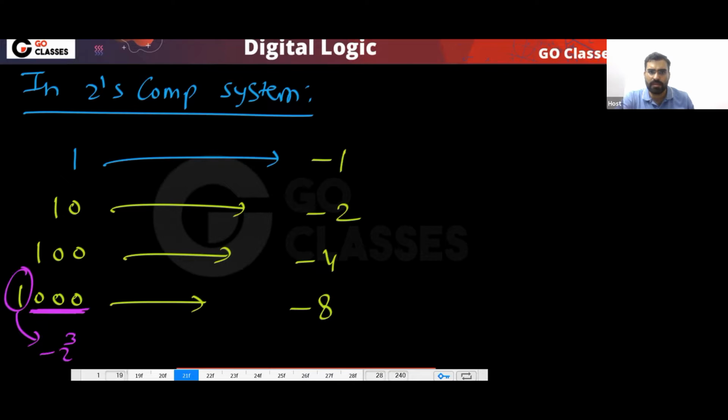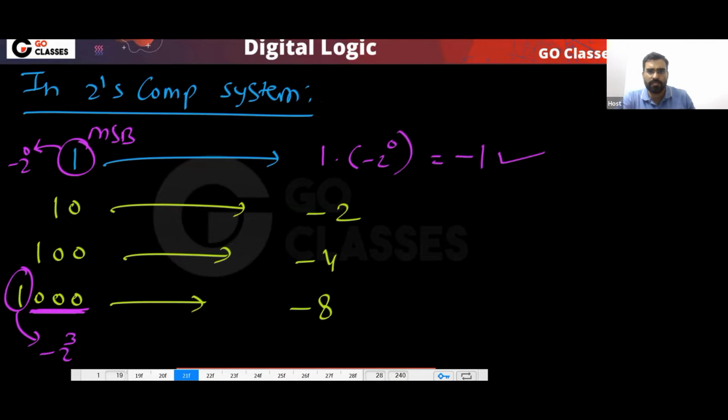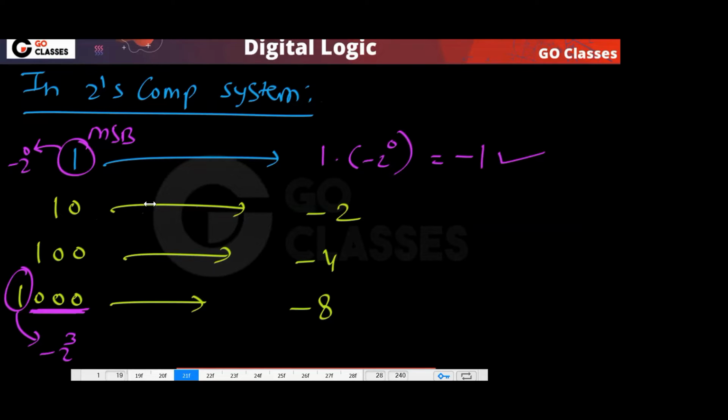Very simple. Why? Because, what is the weight of this? This is the MSB. So this has how much weight? This has minus 2 power 0 weight. So you will write it as minus 2 power 0, so that will be minus 1. Is this clear? Tell me. So this method is actually very good. You can very easily calculate.